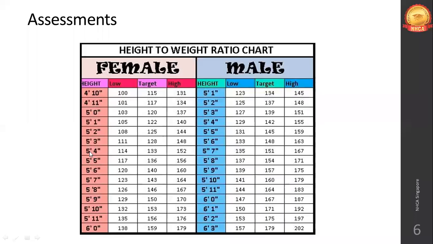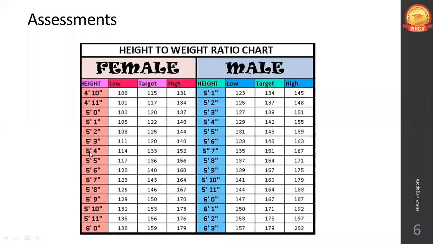Only the target weight, I want only the target weight. A lady who is 5 feet 4 inches, her target weight is given as 133 pounds. Take your Google, convert 133 pounds into kilograms. What's the answer that you found? I see people are having different answers here. It's about 60.3 kg. That's her target weight.